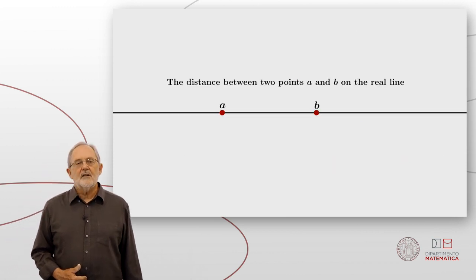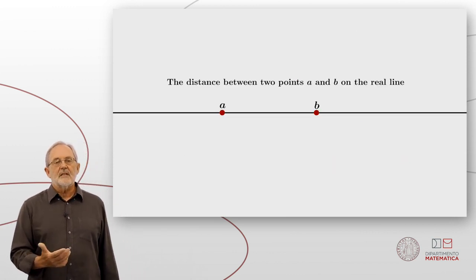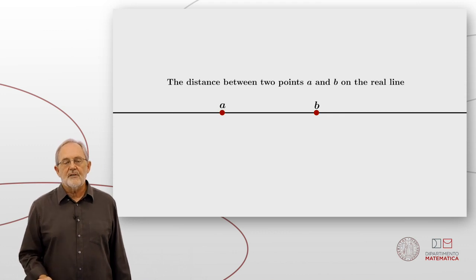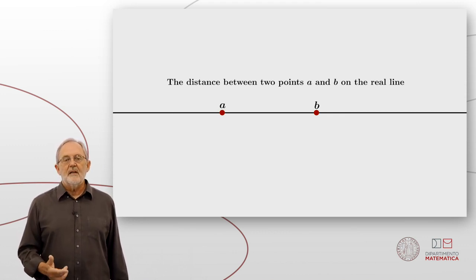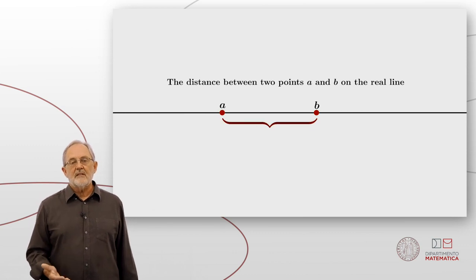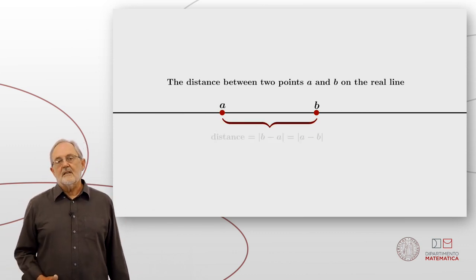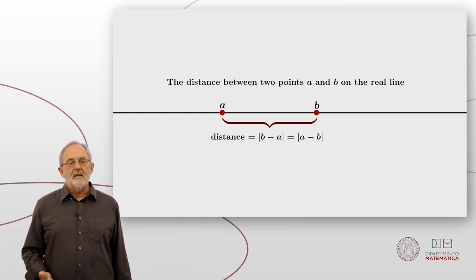Another interpretation of the absolute value is for the distance between any 2 points on the real line, a and b, say. The distance between them is the absolute value of b minus a, or equivalently, a minus b. It's the same thing.